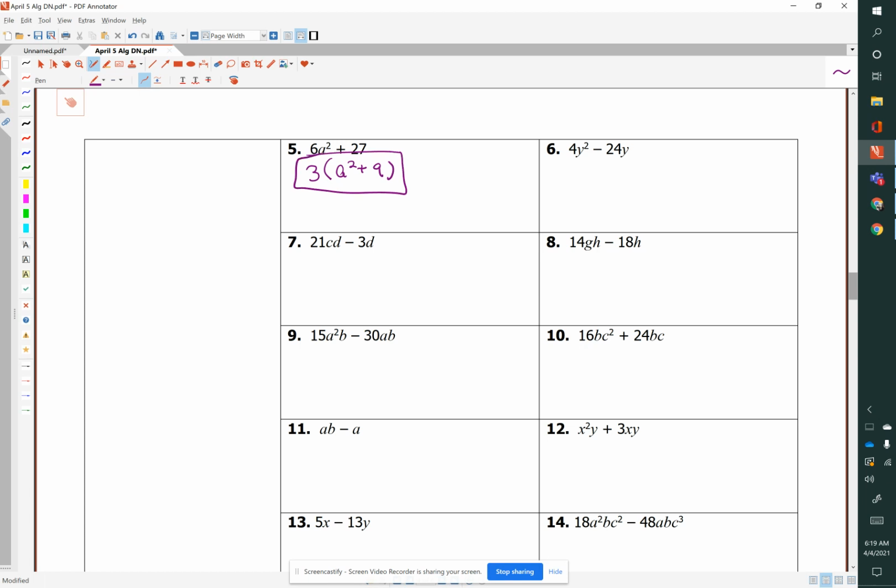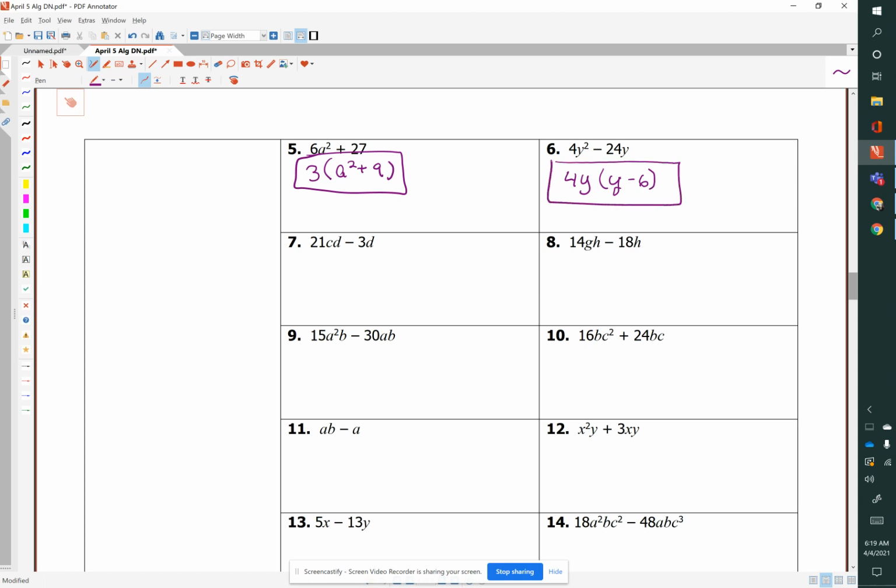And number 6, we have a y present in both terms. y squared in the first term, y to the first power in the second term. So we can only pull out one y. So we can pull 4y out of there. And 4y squared divided by 4y is y. 24y divided by 4y is 6 because we've pulled the y out.